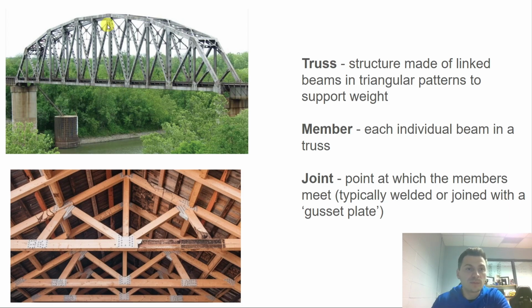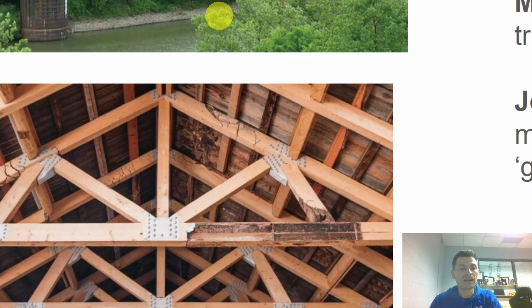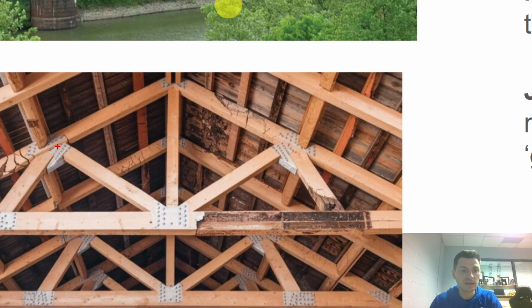What we're going to call those beams from point to point is a member, and where the members meet, we're going to call that a joint. So if I zoom in at the bottom here a little bit, this, for instance, is a member. This, for instance, is a joint.